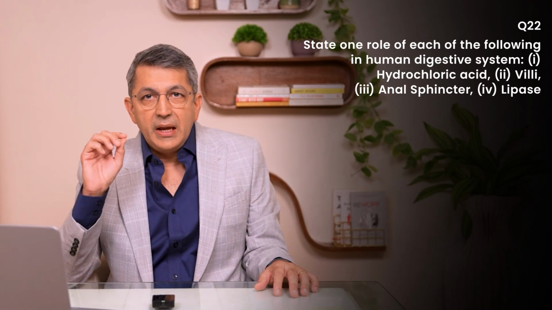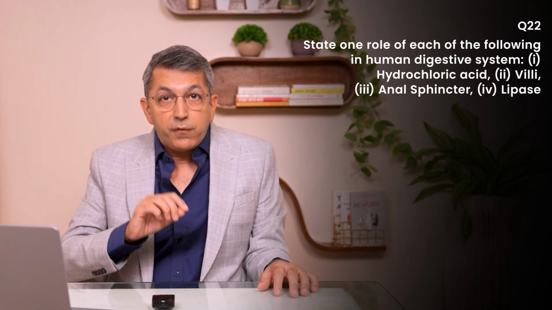Question 22. State one role each of the following in human digestive systems. 1. Hydrochloric acid. 2. Villi. 3. Anal sphincter. 4. Lipase. Concept: digestive physiology. Answer: 1.